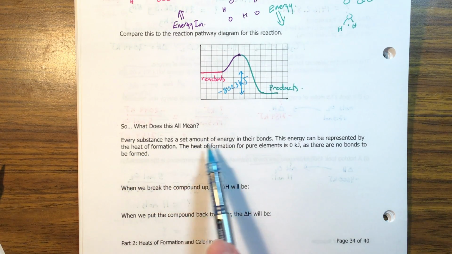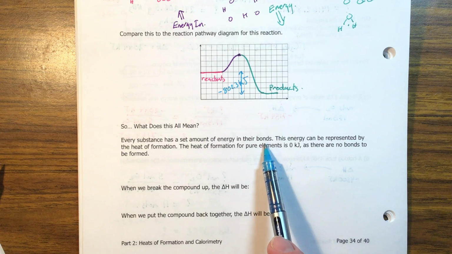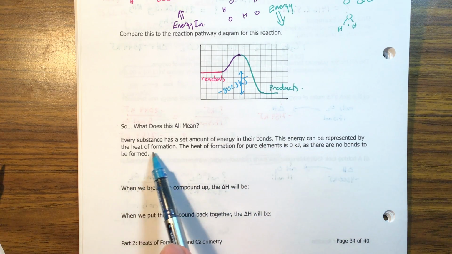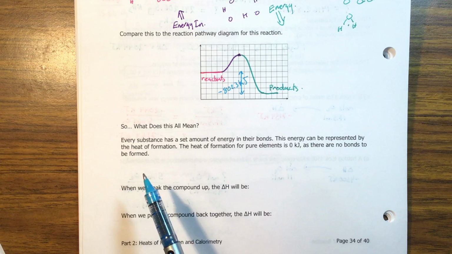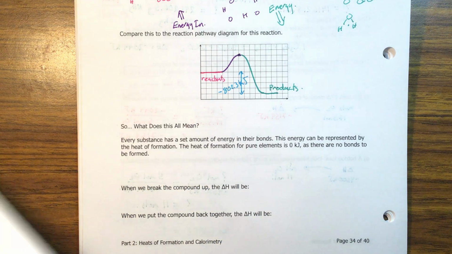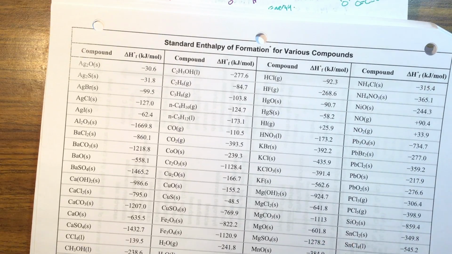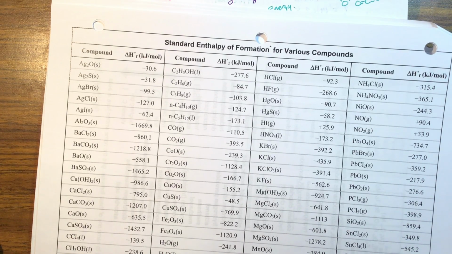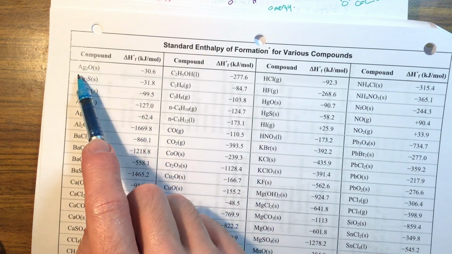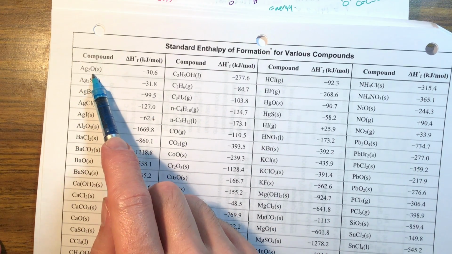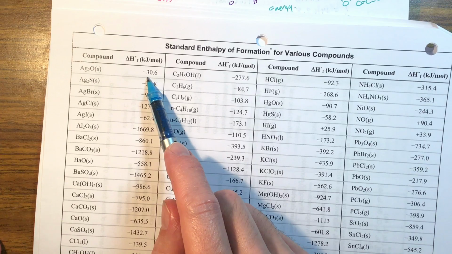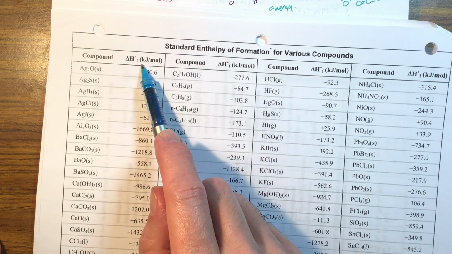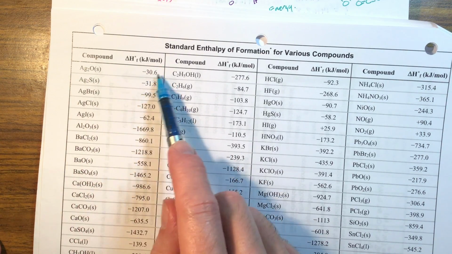So, what does this all mean? Every substance has a set amount of energy in its chemical bonds. This energy can be represented by the heat of formation. And we have a chart. Standard enthalpy of formation looks like this. This tells us how much energy is held in the bonds. You can see we've got Ag2O up here. There's negative 30.6 kilojoules in 1 mole of its bonds.